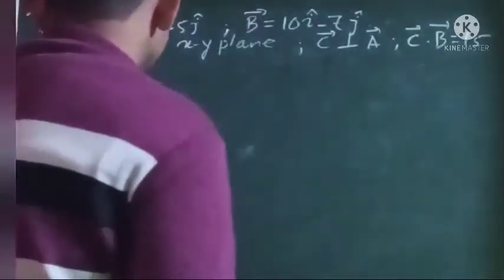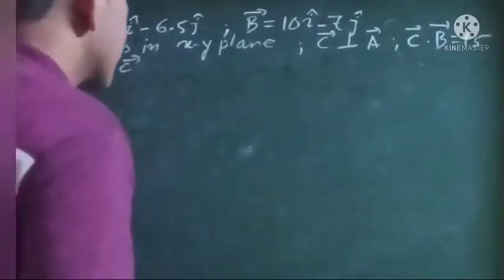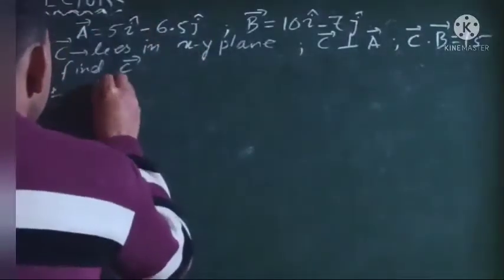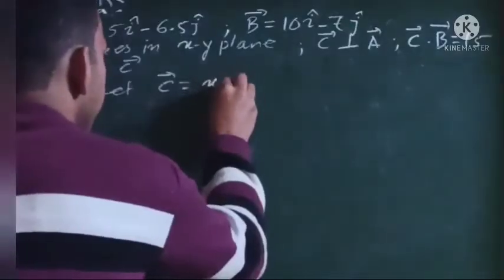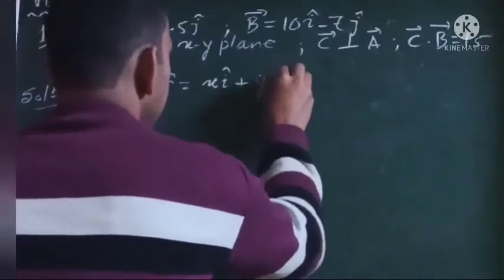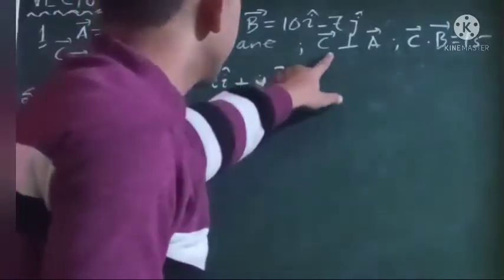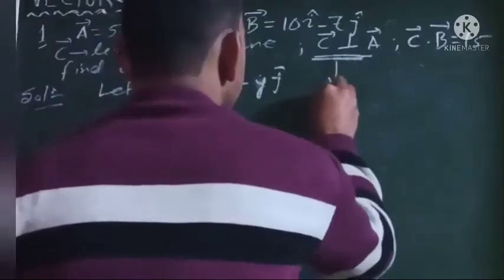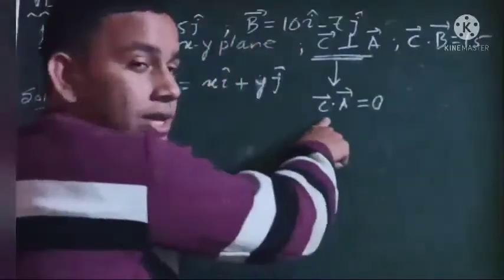Now, first of all, let's assume c vector as x i cap plus y j cap. Since it lies in the xy plane, its z component is going to be 0. Let c vector is equal to x i cap plus y j cap. Now, from the first information we are given that c vector is perpendicular to a vector. This implies that c vector dot a vector is going to be 0. This we have already learned.